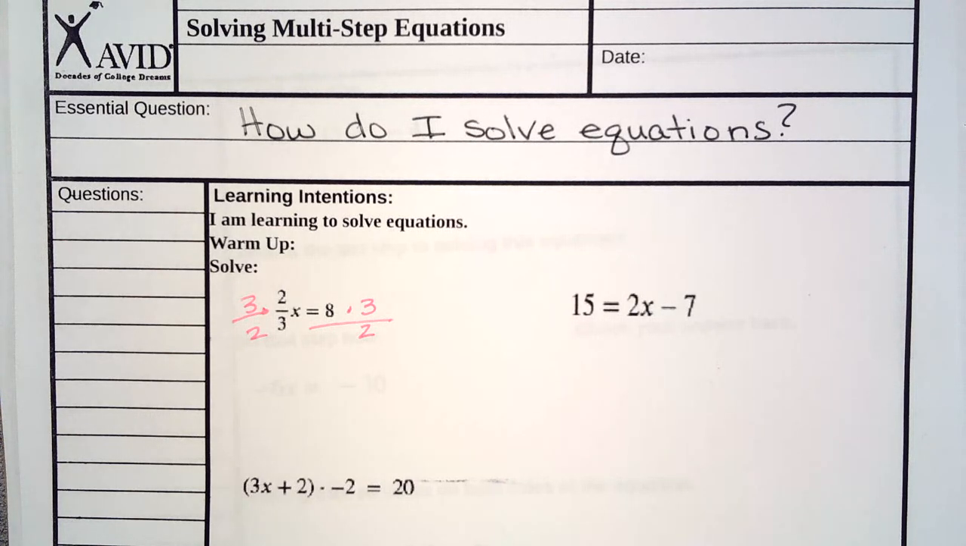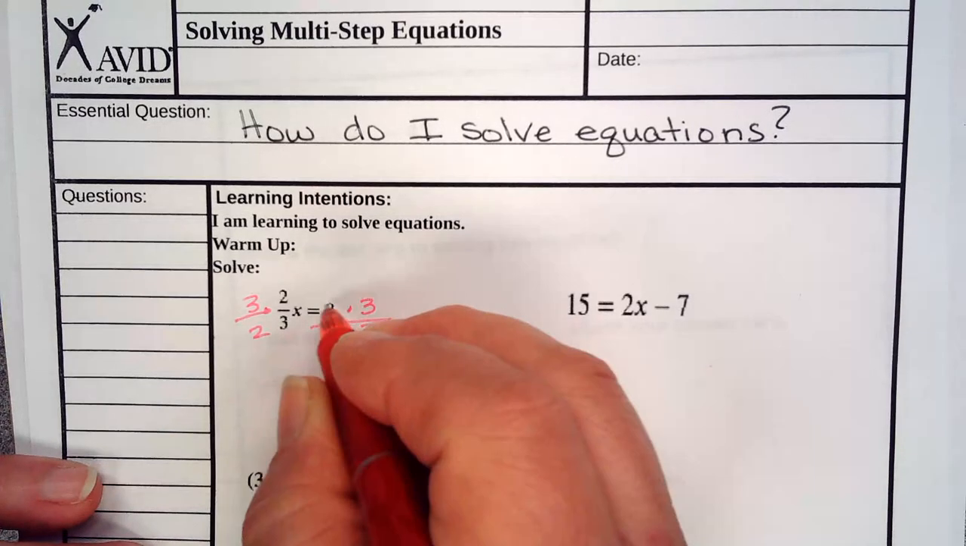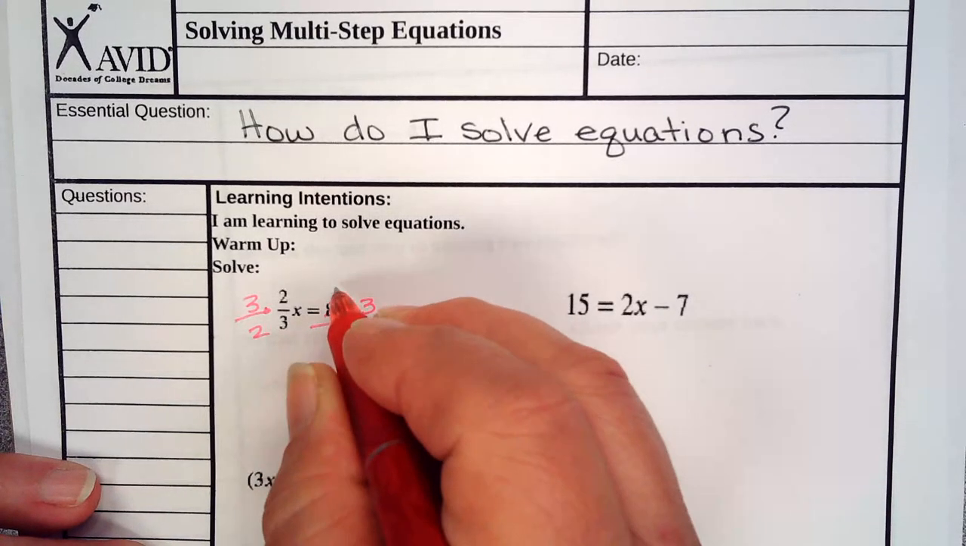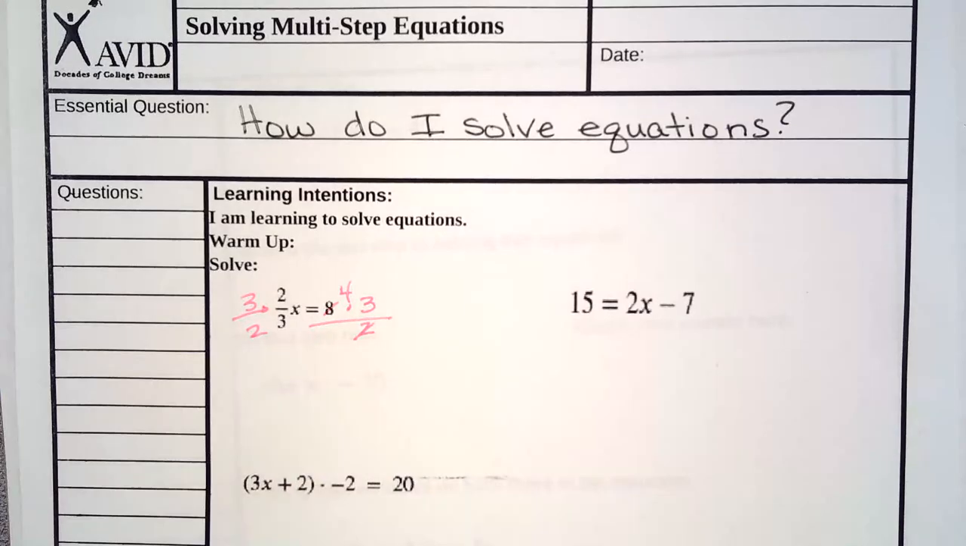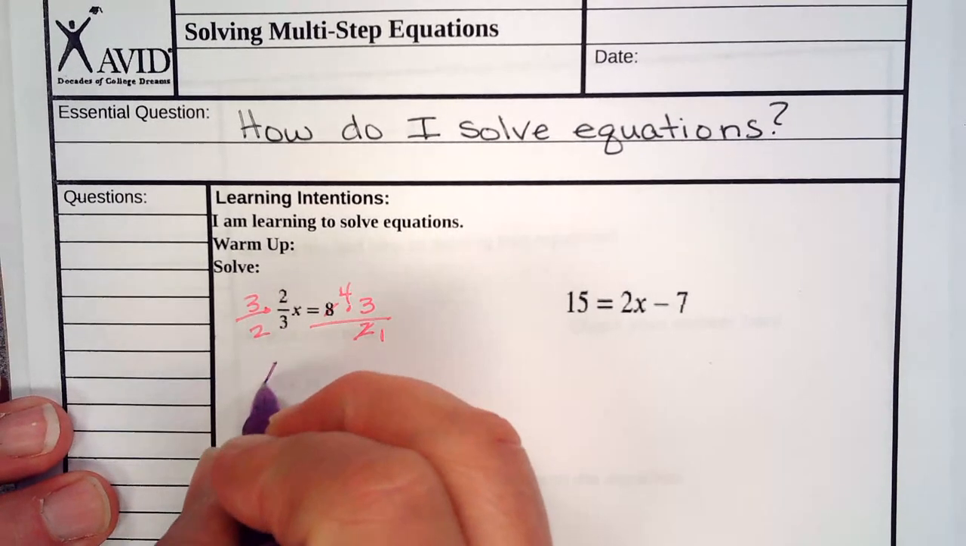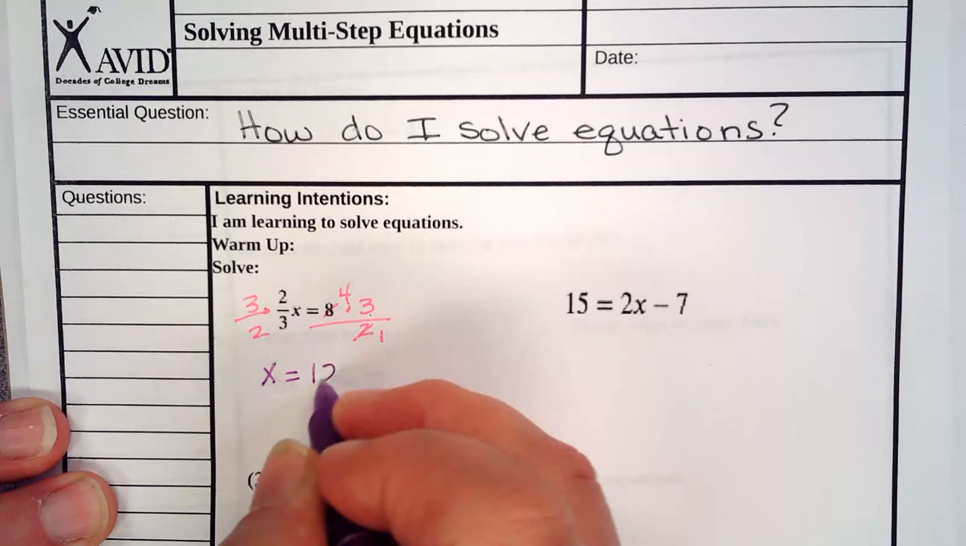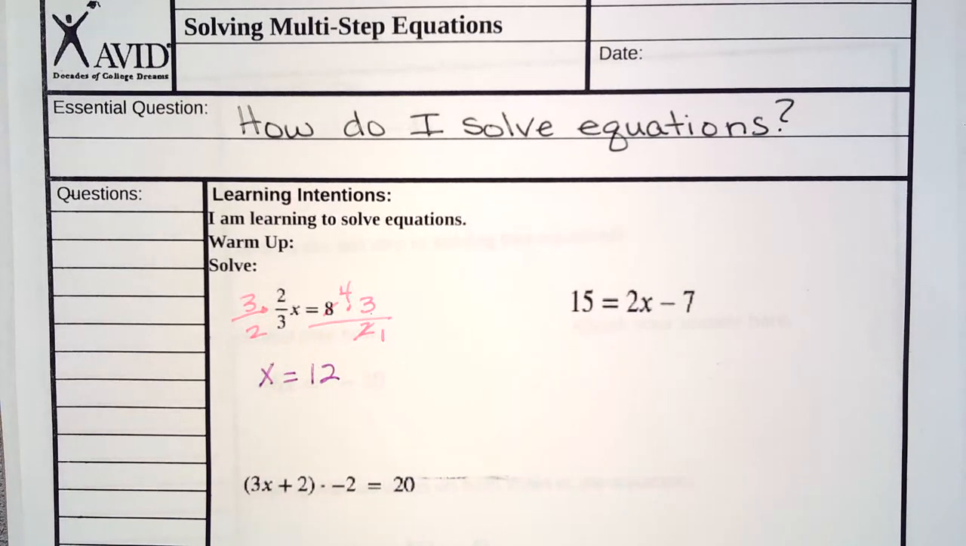If I want to simplify before I multiply, I can say 2 goes into 8 4 times. 8 divided by 2 is 4. 2 divided by 2 is 1. So I've simplified there, and I can now say that x is equal to 4 times 3, which is 12. If you're still having problems with that thought process, please back the video up and watch it again.